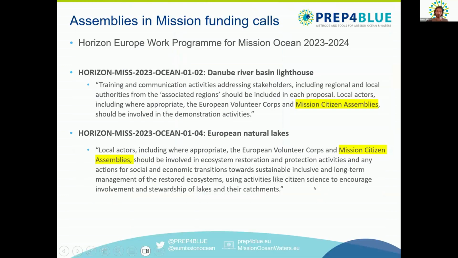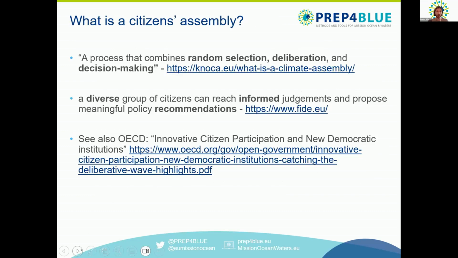So Mission Ocean funding has come largely so far through the Horizon Europe yearly calls, and from other places too. But just as examples here, the calls every year ask projects to develop some sort of mission citizen assemblies or other democratic processes to involve citizens in their activities, be they restoration, pollution mitigation, citizen science or other things like that. So today's session is going to be all about looking at how we can do that well.